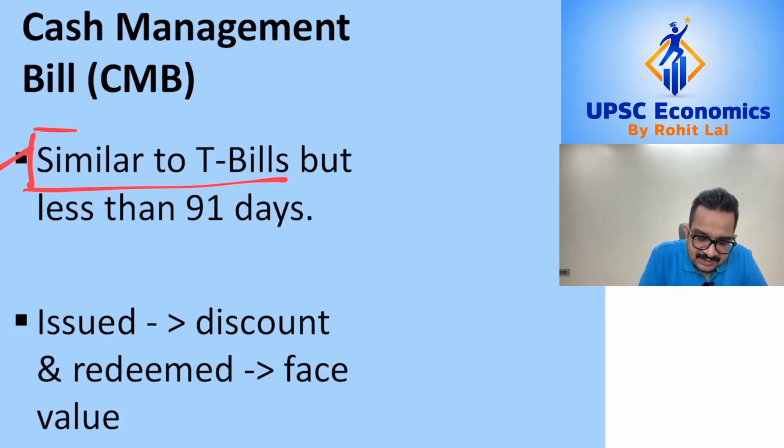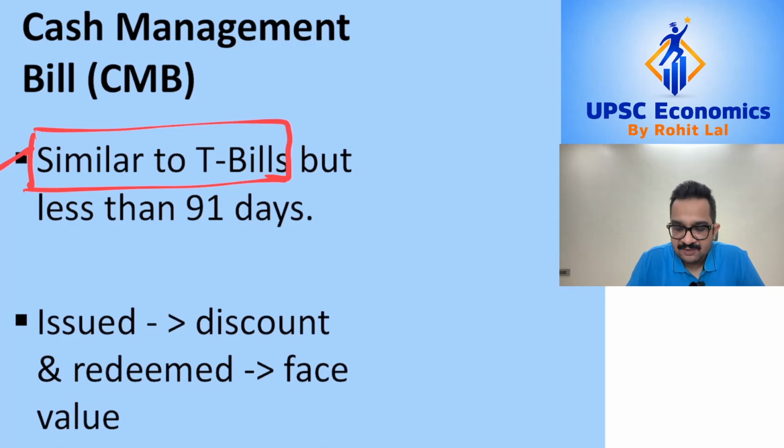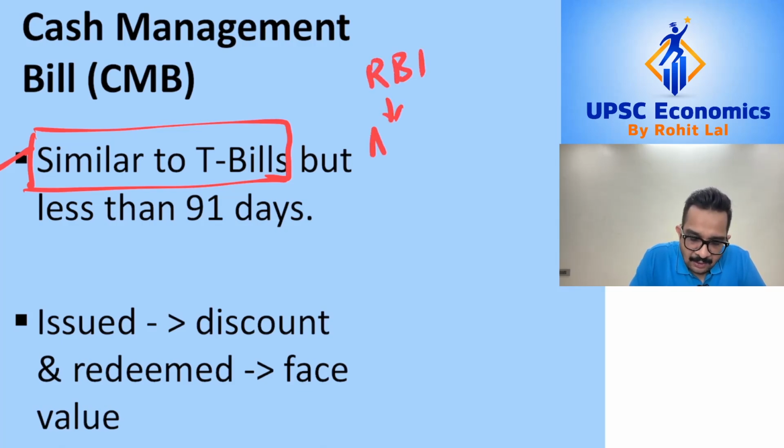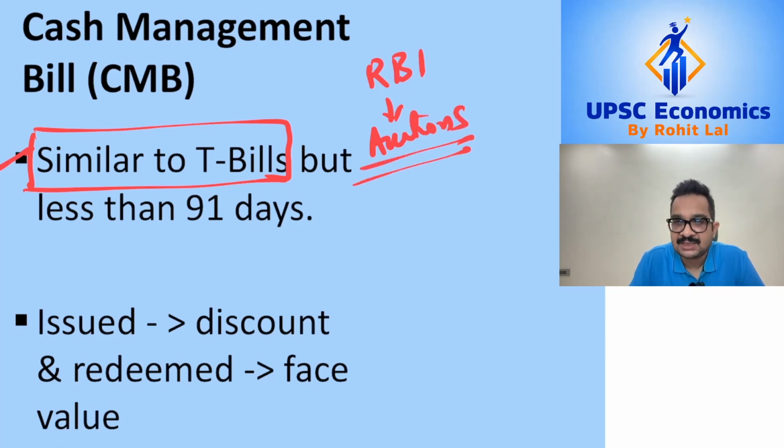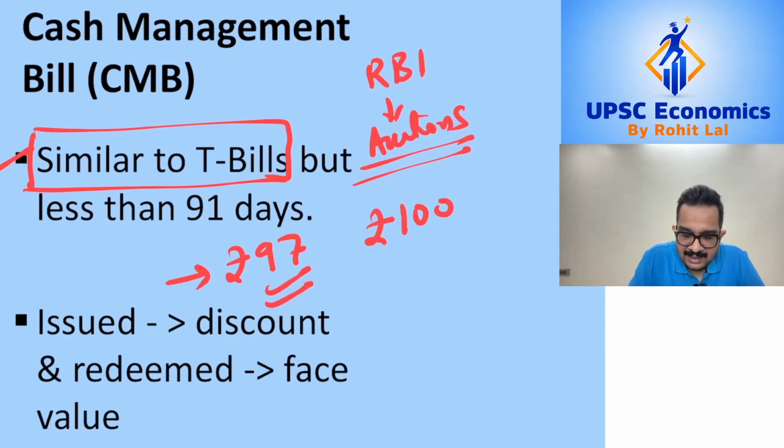Now in terms of structure, cash management bills are very similar to treasury bills. That is, RBI conducts auctions to issue these cash management bills. Also, these cash management bills in these auctions are issued at a discount and the investor gets the full value on maturity. So let's say a bank places a bid for rupees 97 for purchasing a cash management bill which has a full face value of rupees 100 on maturity, and that bid of a bank is accepted.